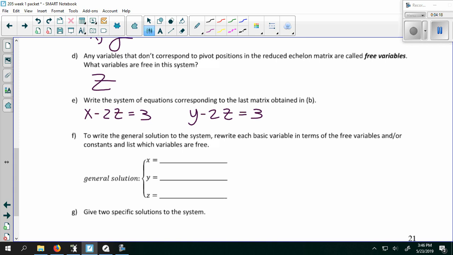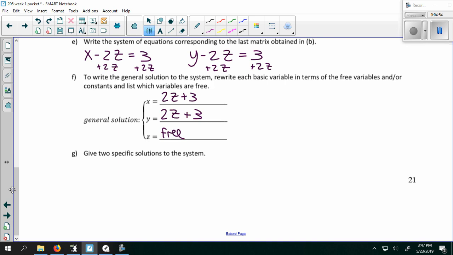And again, this is a convention, right? You could solve for any variable, but we've decided that we're going to solve for the basic variables in terms of the free variables. So z is my free variable. So next to z, I just write free. And then I'm going to solve for x and y in terms of z. So x is going to be 2z plus 3, just adding 2z to both sides here. And y, add 2z to both sides, and I get the same thing, 2z plus 3.